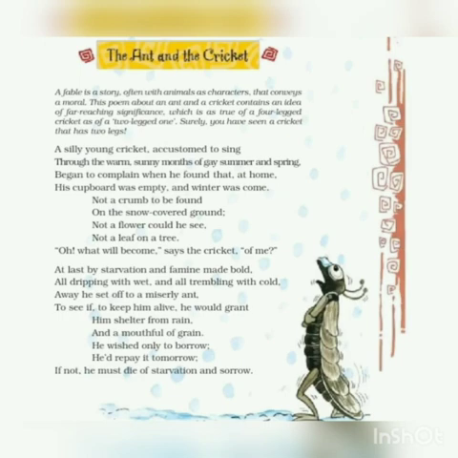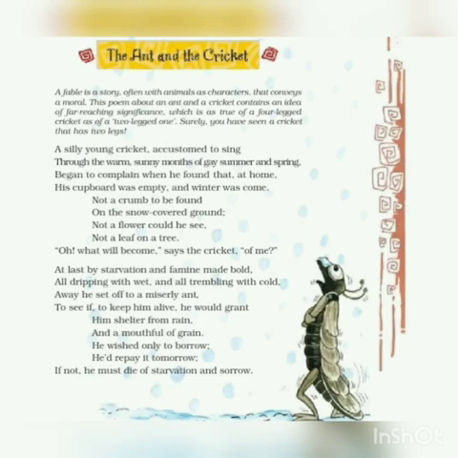A silly young cricket, accustomed to sing through the warm sunny months of gay summer and spring, began to complain when he found that at home his cupboard was empty and winter was come. In these lines, the poet wants to tell us that a carefree and unmindful, foolish cricket, who was used to spending the lovely and plentiful spring and summer season enjoying himself and singing happily, was worried when he found winter approaching and he discovered he had no food stored in his storeroom.